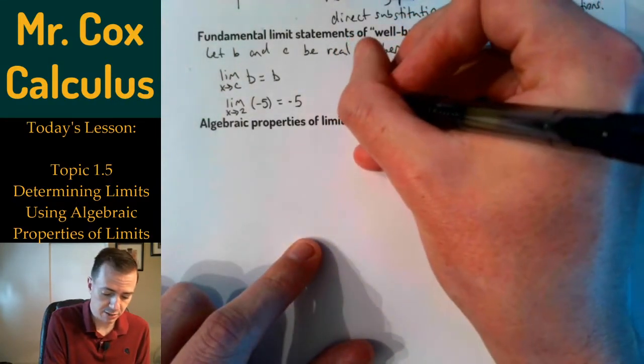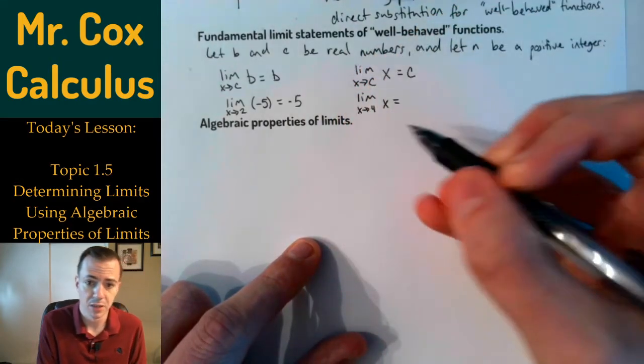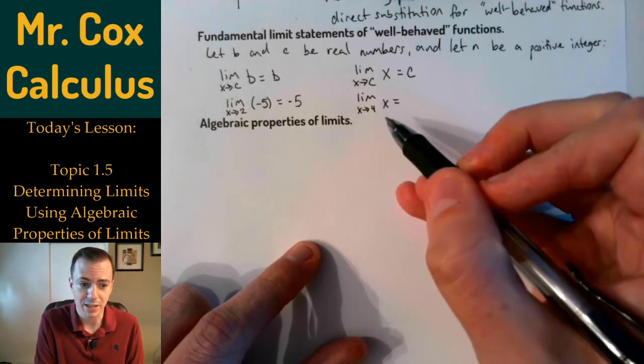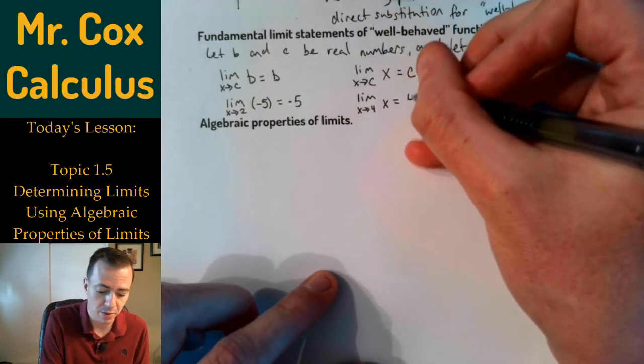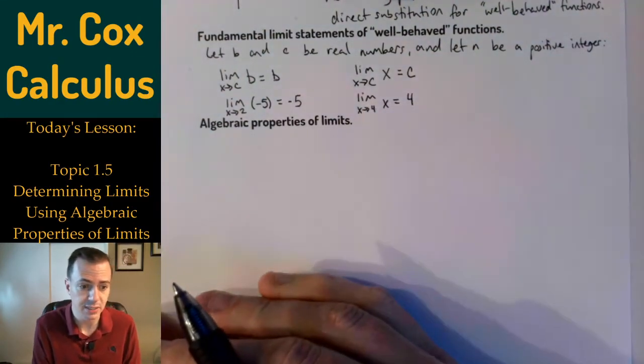And I can state that and say the limit as x approaches 4 of x. Well, as x is getting really close to 4, this function y equals x, the output is also getting really, really close to 4. And I can do that for any value of this C right here.